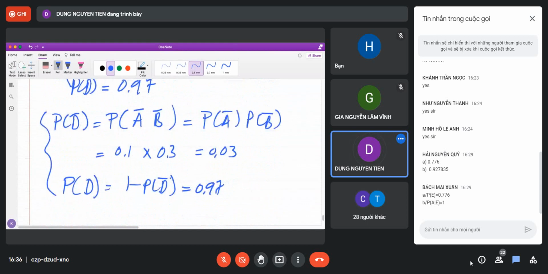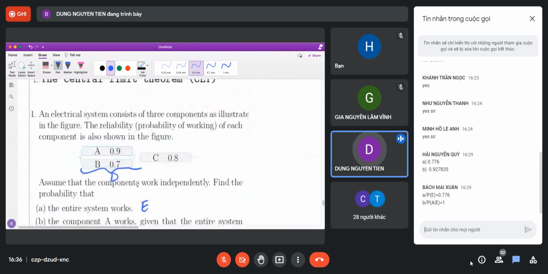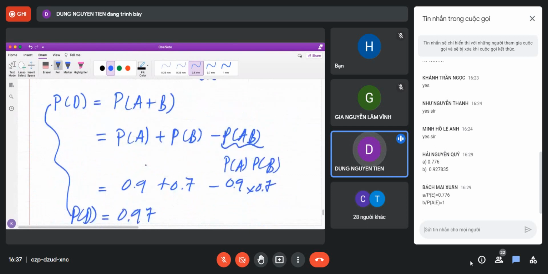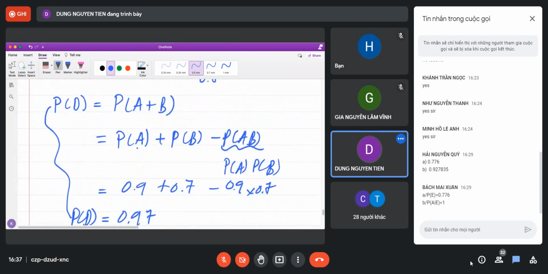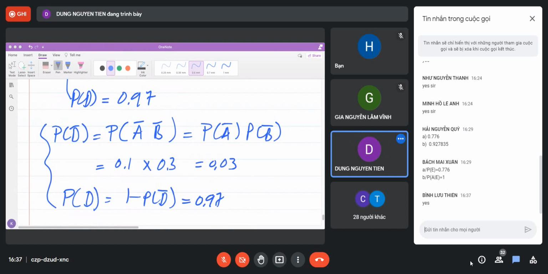The point is that if there are two events, either way is fine. But if you want to generalize the problem with more components, then there are more events, and if you use the addition rule for many events, the formula will be much more complicated. Therefore, I suggest you use the second approach, which is much easier. Is that all clear? Good.